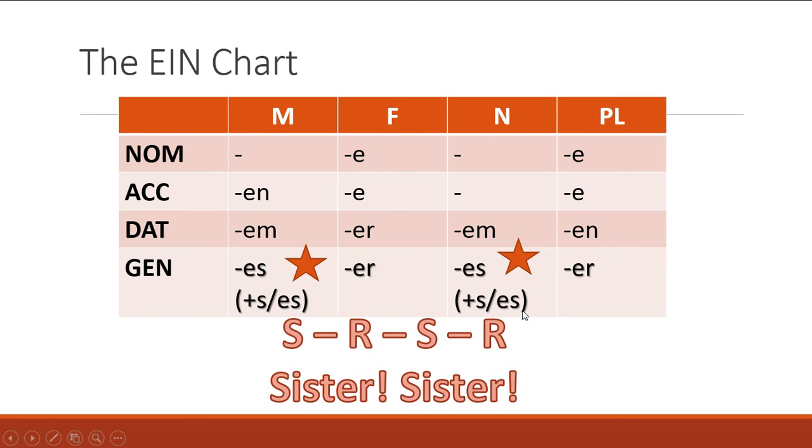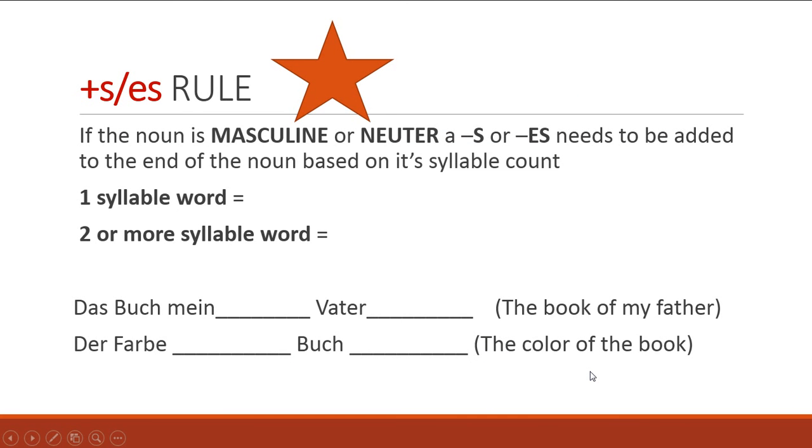It should also be easy to remember that this rule is only for the genitive case, because genitive is possession, and when we think of possession, there are lots of S's in that word. Also, possession in English is typically apostrophe S. So I think the letter S is going to stick with you. So what is this rule? As I mentioned before, if it's a masculine or neuter noun, you have to add an S or an ES to the end of the noun.